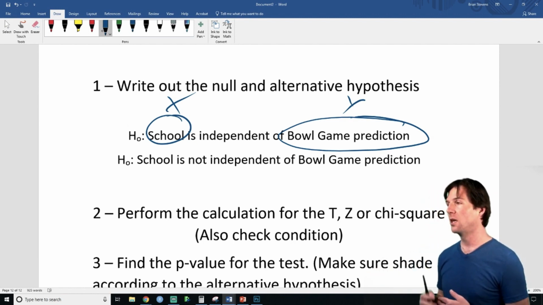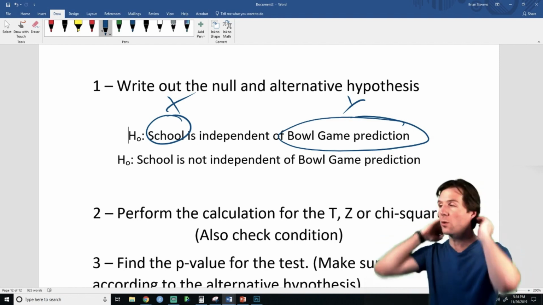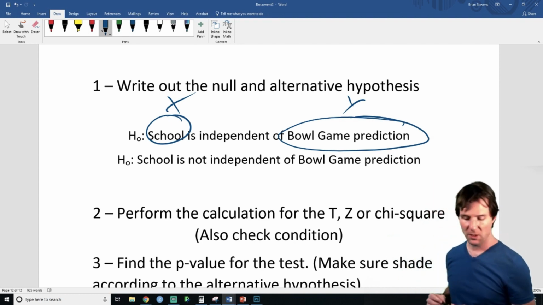Two categorical variables. The school someone goes to is categorical, and the bowl game prediction they have is also categorical. Do you think we will go to a bowl game? We will have degrees of freedom in this once again.